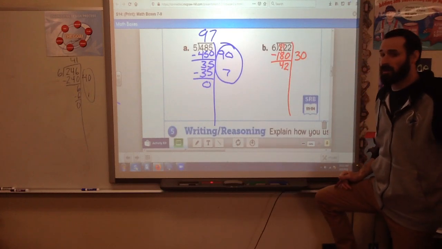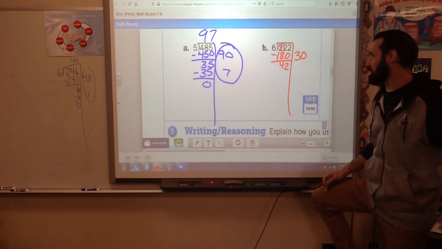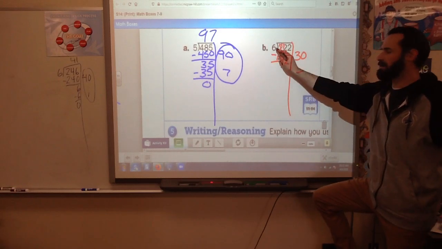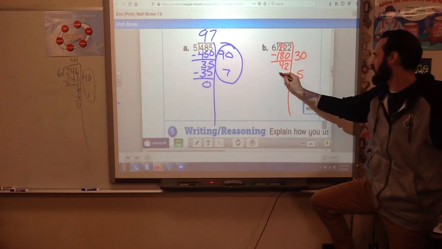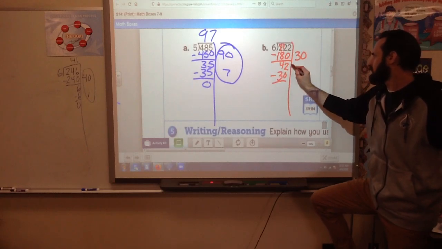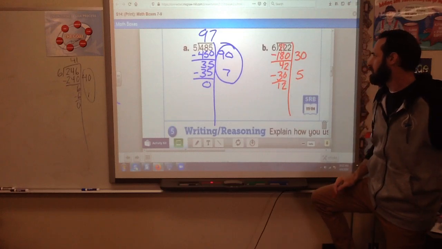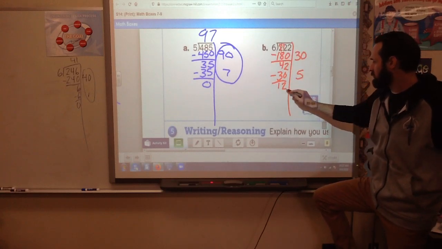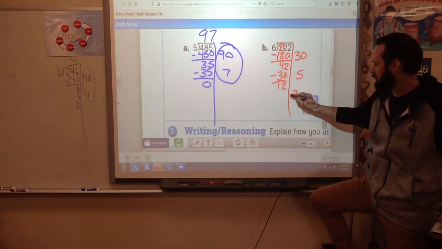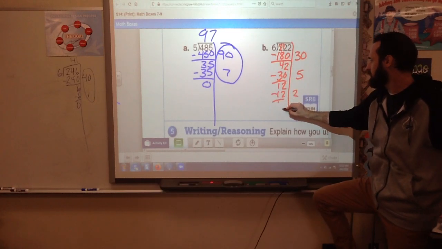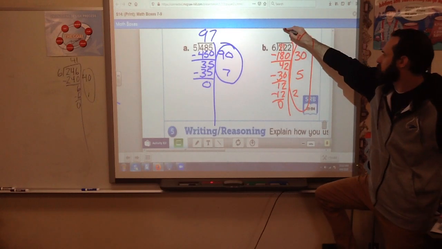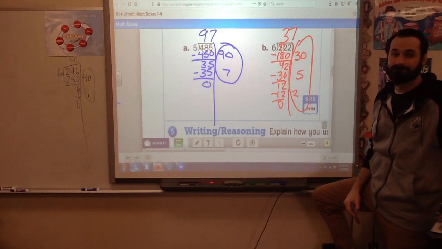You may not have known this, so yours might have been more steps. You might have done a 5 here. I'll just do that because maybe that's what you did. 6 times 5 is 30. And subtract 2 minus 0 is 2. 4 minus 3 is 1. Okay? How many 6s go into 12? 2. 6 times 2 is 12, and subtract. So over here your answer was 37.